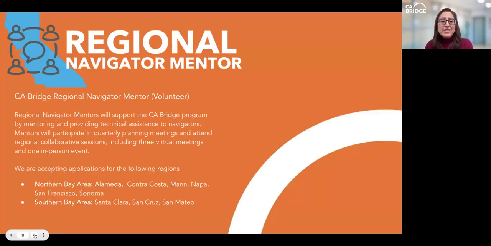So talking about our regions, we are still looking for some mentor volunteers. We still are accepting applications for Northern Bay. These are all up north, Northern Bay area and Southern Bay area. So if you're from one of these counties, please let me know if you're interested. It is to be a resource for our regional collaboratives, our meetings in person and virtual. So if you're interested, please let me know, and you can email me at mentors@cabridge.org.